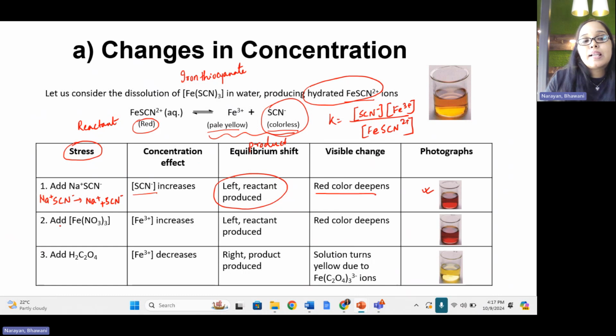Then let's take the next stress. Let's add some amount of Fe(NO3)3. When we do that, we are again adding a source of Fe3+. Take a guess what would happen. Again, we are adding products. If we add products, the concentration of Fe3+ on the product side increases, and the reaction would try to consume the products. So it's going to go backward, and the equilibrium shifts to the left, and reactant is produced. What would be the color change? The red color would deepen. Take a minute, have a look at these two points.